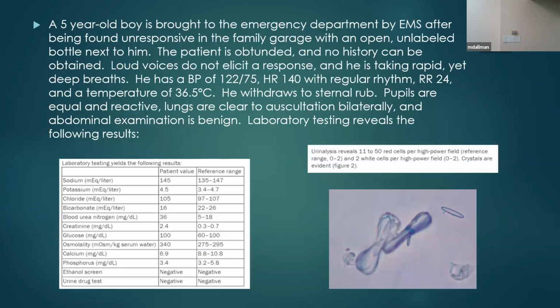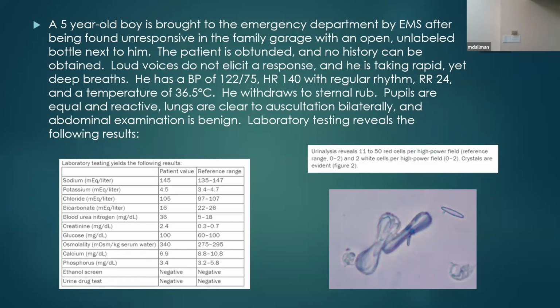For example, okay, I'll read this one. A 5-year-old boy is brought to the emergency department by EMS after being found unresponsive in the family garage with an open, unlabeled bottle next to him. The patient is obtunded and no history can be obtained. Loud voices do not elicit a response, and he's taking rapid yet deep breaths. He has a normal BP, heart rate a little bit tachycardic, respiratory rate 24, afebrile. He withdraws to sternal rub. Pupils are equal and reactive. Lungs are clear to auscultation bilaterally, and abdominal examination is benign. Lab testing reveals the following results.